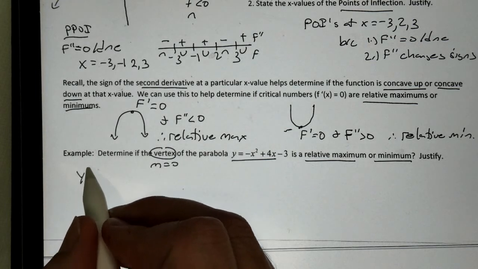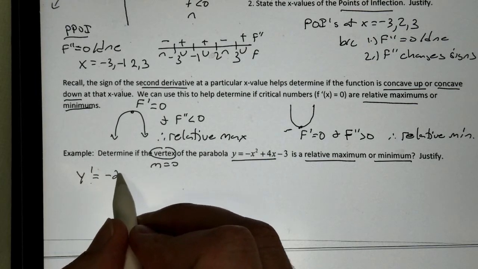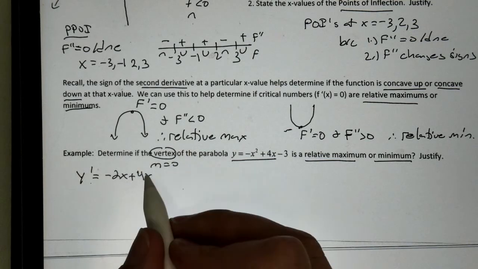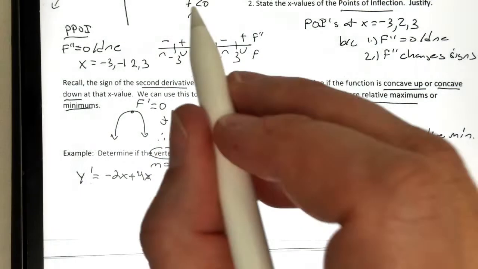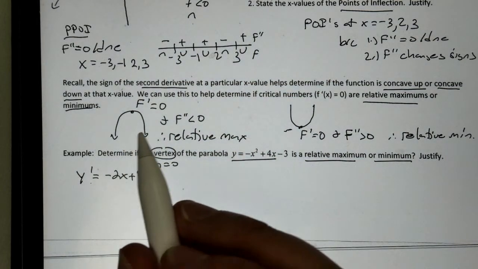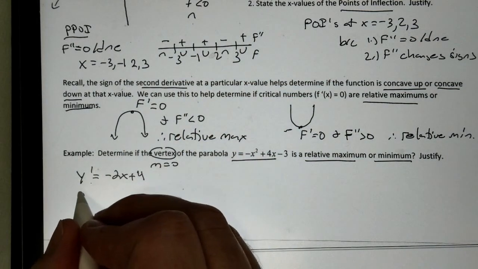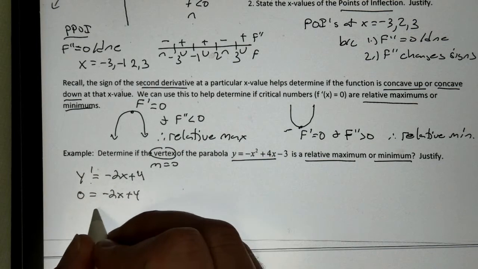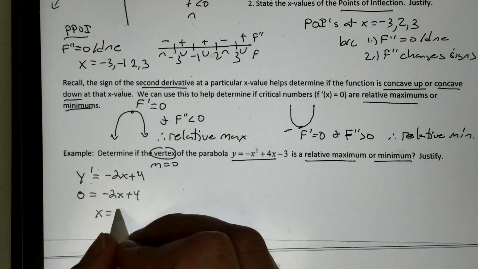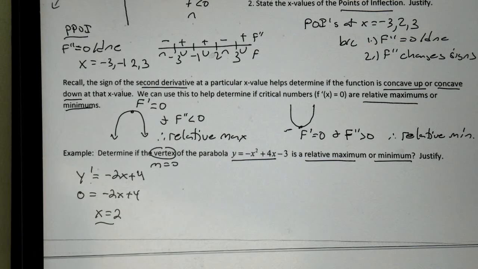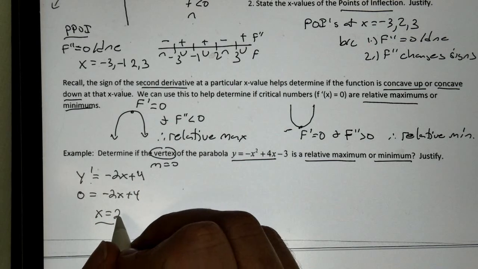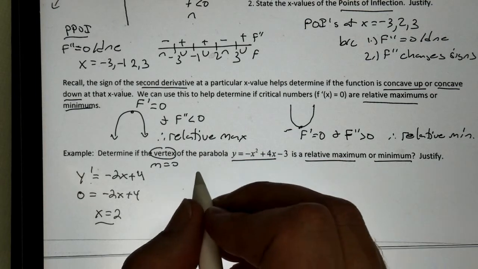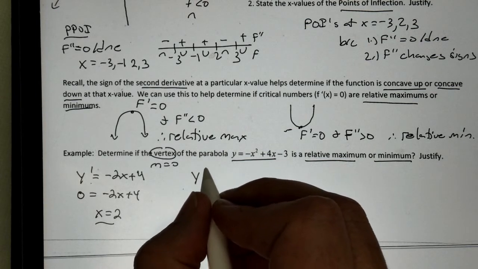So I take my first derivative. That's going to give me negative 2x plus 4. And I'm going to set that equal to 0. And I get x equals 2. So what we want to find out at x equals 2 is whether this parabola is going to have a relative maximum or relative minimum. So for our test, we're going to take the second derivative.